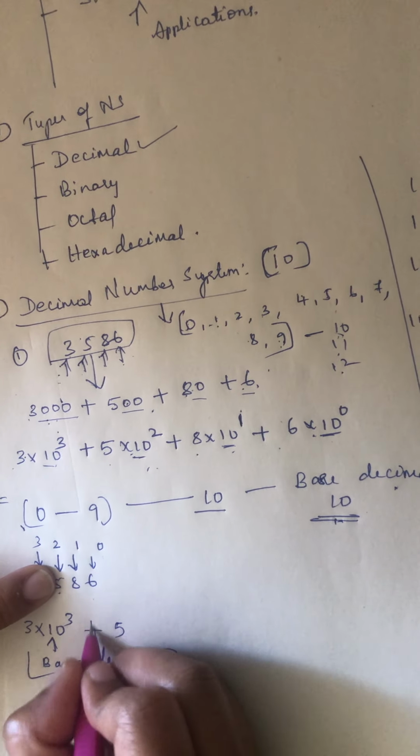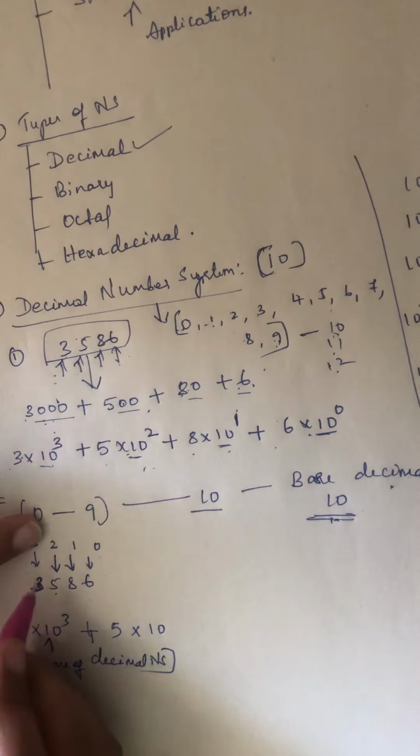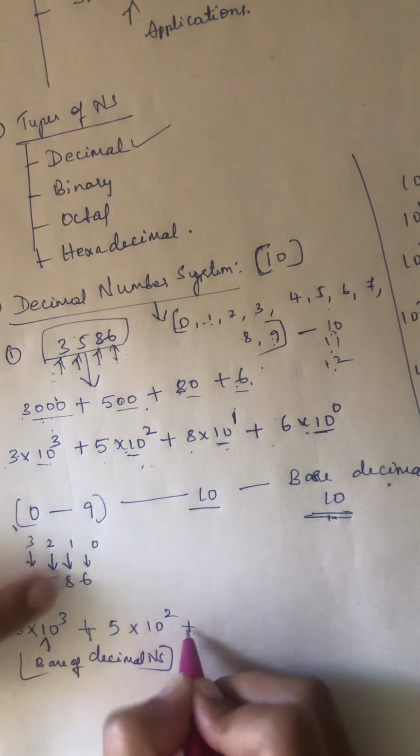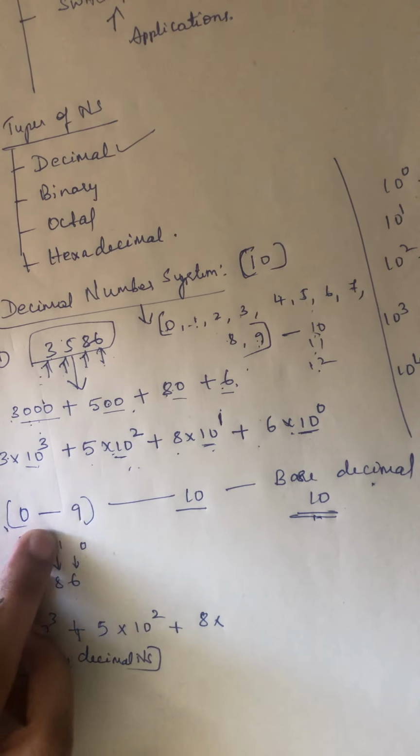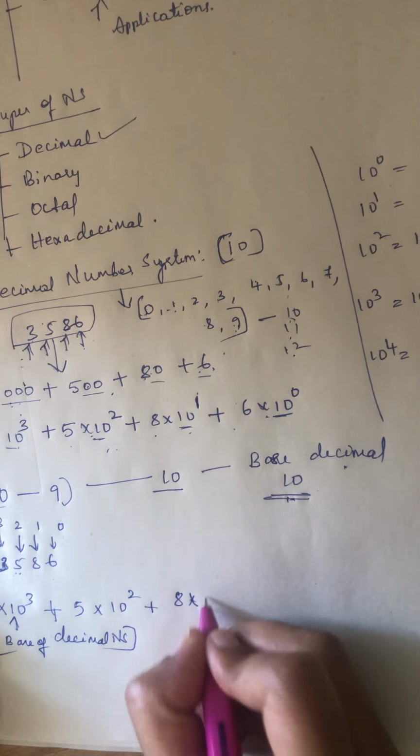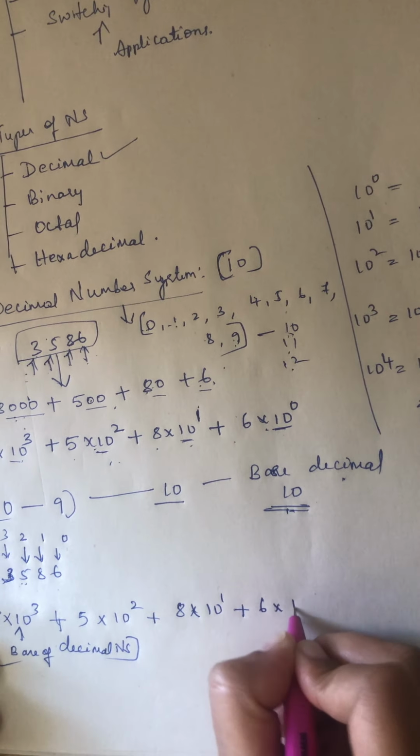Plus next, 5 into 10 power, what is the position of 5? It is in second position. Plus 8 into 10 power, the position of 8 is 1. Plus 6 into 10 power 0.